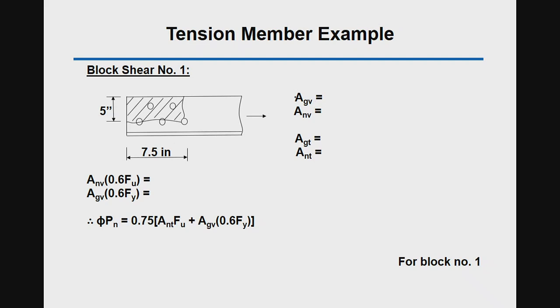So let's see how to calculate the gross shear area. The member is going to be sheared off along the horizontal path, right? So the gross shear area is going to be 7.5 inches times the thickness of the plate, which is 0.5 inches, equals 3.75 square inches, right?